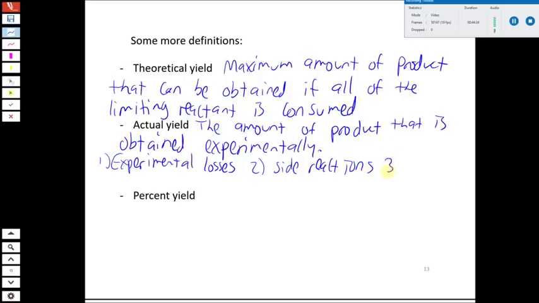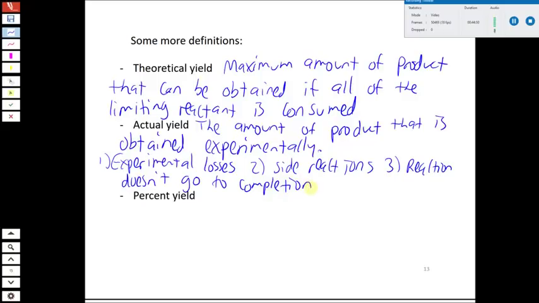Or sometimes, as you'll learn more about in Chemistry 2, you have reactions that don't go to completion. In other words, they don't go all the way 100% to product. You have some reactants that just sit around and don't react with each other. That's a situation called equilibrium.